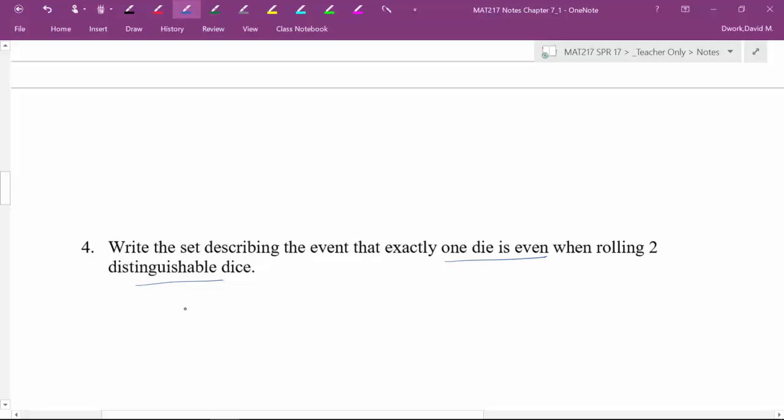Okay, so here we go. Write the set describing the event that exactly one die is even when rolling two distinguishable dice. Well, the key is it's exactly one die, so they both can't be even, just one of them. So that means I can get a 2 and a 1, a 2 and a 3, a 2 and a 5, and that's it if I roll a 2 first. But I could also go the other way. I could get a 1 and a 2, a 3 and a 2, or a 5 and a 2. And this would be every possible option if I had a 2.